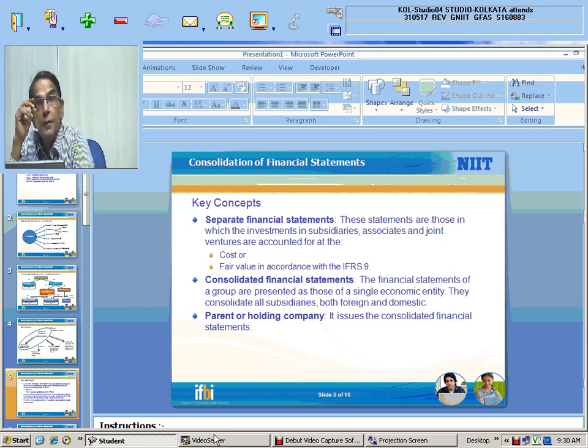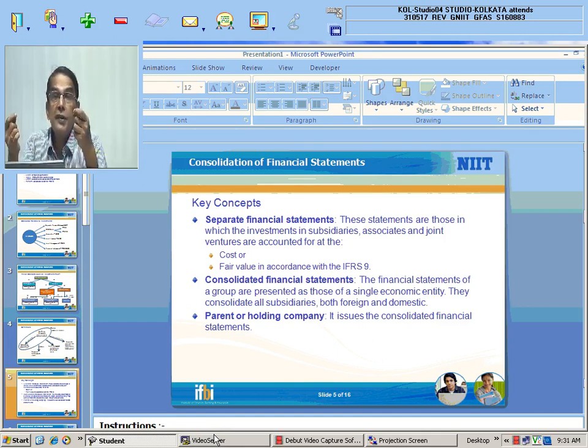Please understand this concept. If company A is the holding company which has made investment in B, C and D as subsidiaries, each of the companies A, B, C and D will prepare their own financial statements. In addition to that, company A, the parent or holding company, will prepare a consolidated financial statement where the financial statements of A, B, C and D all will be consolidated into one financial statement which will reflect the financial statements of the group represented as a single economic entity.